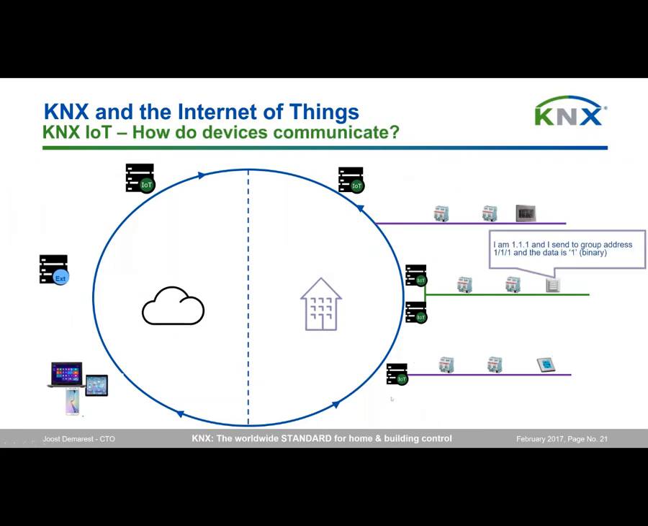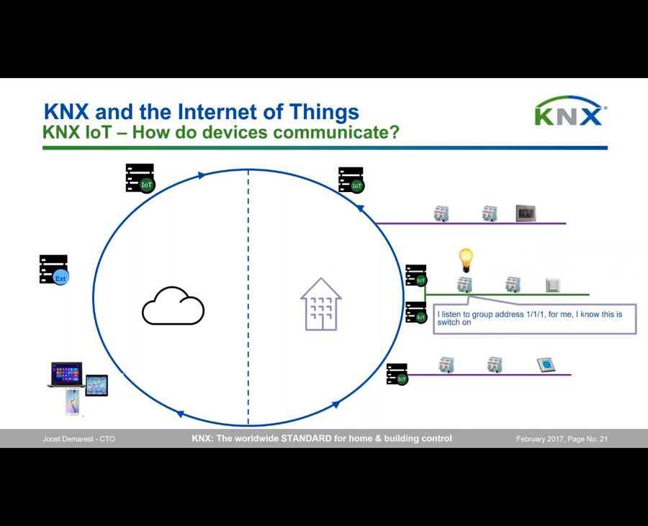How would devices communicate? For instance, on a KNX twisted pair network, of course, this communication is well known. So the sensor would say, I'm 111 and I send to group address 111 and the data is 1. So this would reach this actuator. This actuator would, of course, know that it listens to group address 111, and for me, I know that this is a switch on command.